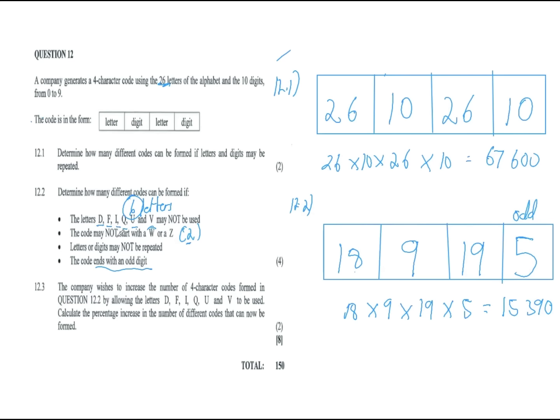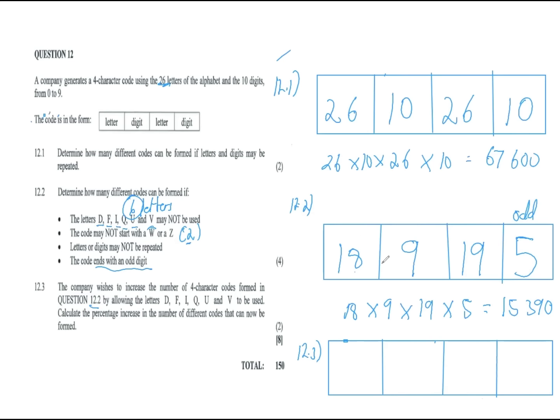Then they're now saying the company wishes to increase the number of 4-character codes formed in question 12.2 by allowing the letters D, F, I, Q, U, and V to be used. So the ones that they initially excluded, they're now saying you can use those ones because now we can see that we are having a shortage of codes. So now let's allow those digits that were formerly not allowed to actually be in the mix of the sample space. So, okay, if we were to create here a code, how many digits will now be formed with this new restriction, right? Or this new permission that we've been given.